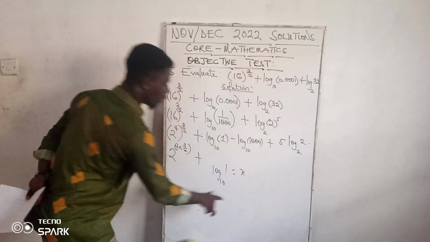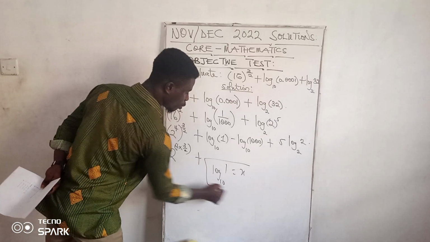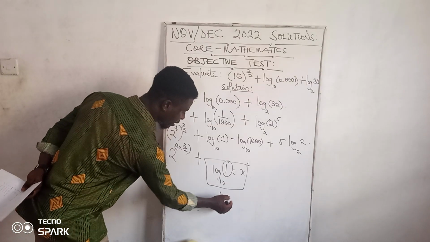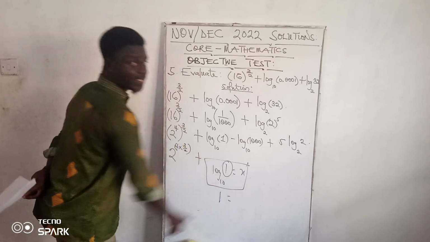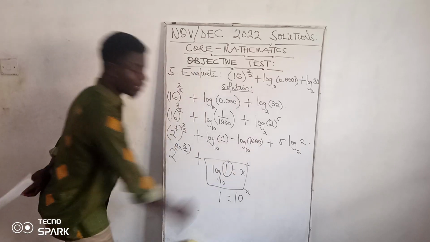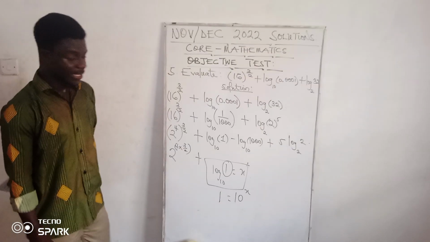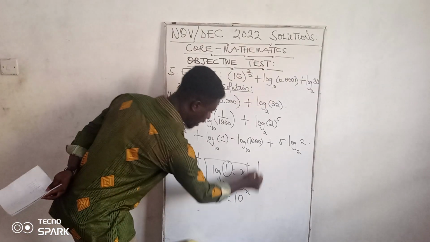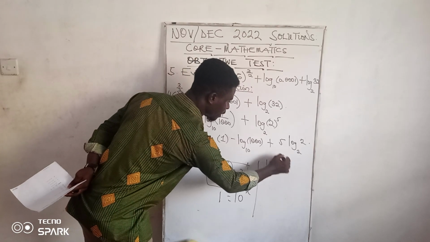So I'm going to find x. You can change this log towards indices, which means I have this number 1 equals this base raised to x. So I get 10 exponent what? x. So 1 equals 10 exponent x.